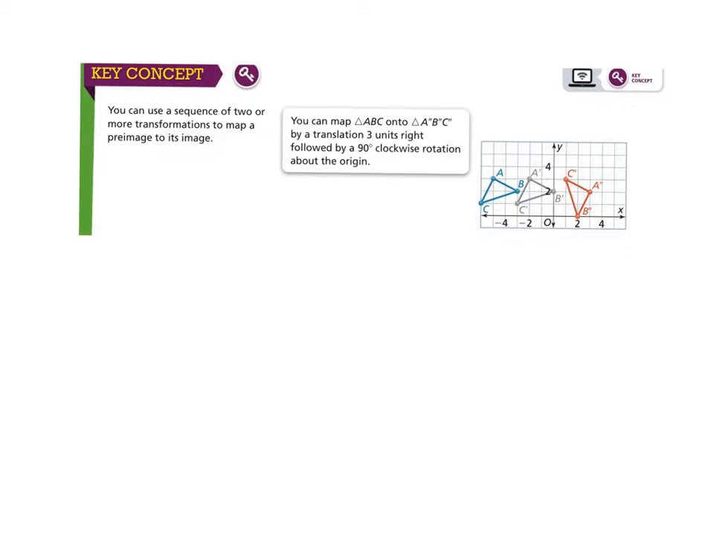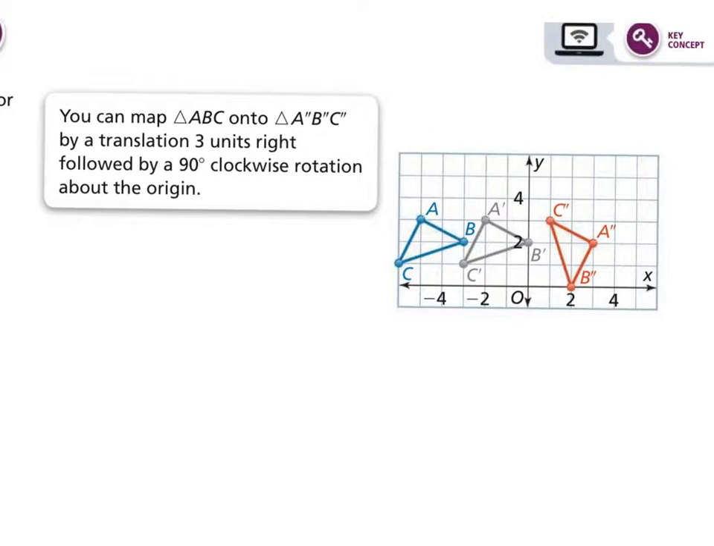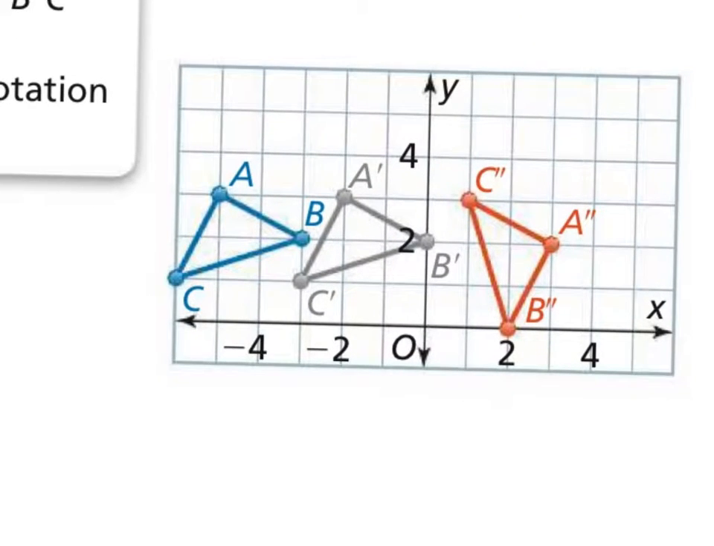So we look at the key concept. It just says you can use a sequence of 2 or more transformations to map a pre-image to its image. Here's an example. They did a rotation. So they translated 3 units to the right, and then they did a 90-degree clockwise rotation. Just by looking at this graph, going from this blue triangle to the red triangle, we know it got turned somehow. We know there's a rotation involved.